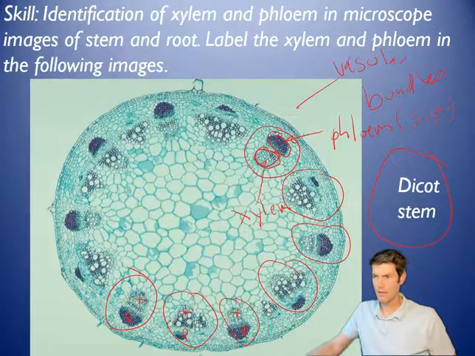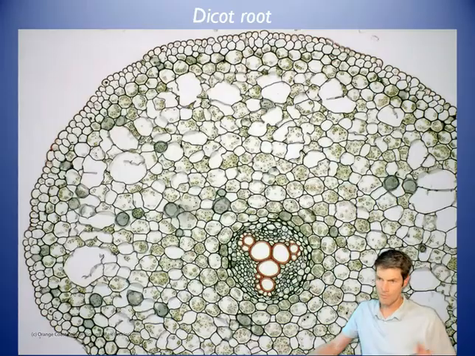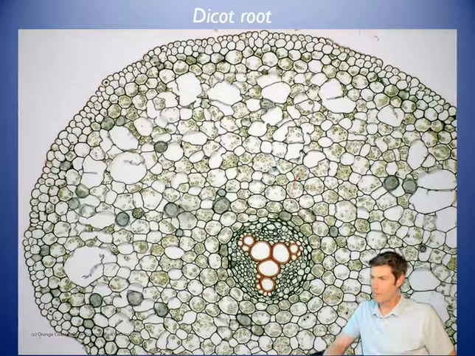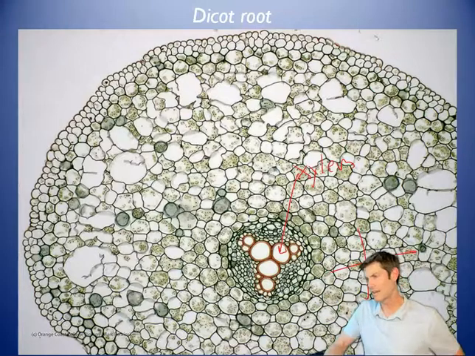And what I need you to do, hold on, just a minute. Here's the root of a dicot. The very middle, this part here, is the xylem. And sometimes it'll look like a T. It'll kind of look like this. This is kind of like a Y. The tissue around here is the phloem.